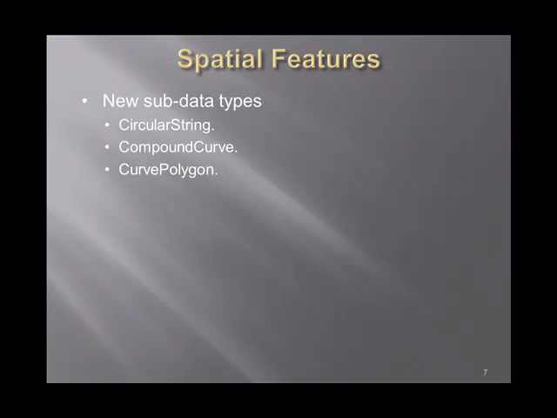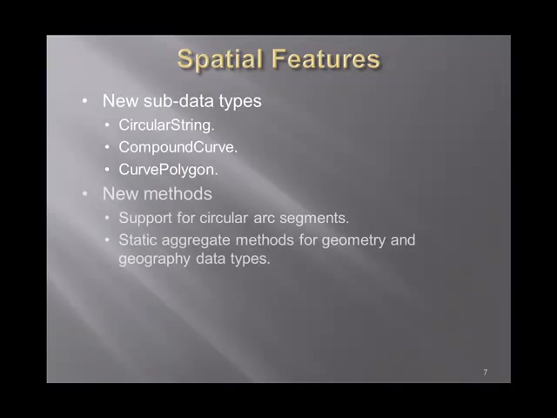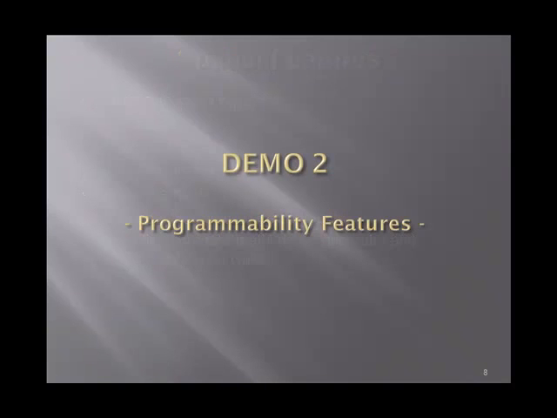Now, regarding spatial features, there are some new sub-data types like circular string, compound curve, curve polygon, supporting the circular arc. There are new methods supporting circular arc segments, and some additional static aggregate methods for geometry and the geography data types. Now, in demo 2, we're going to see the programmability features shipped with this CTP.